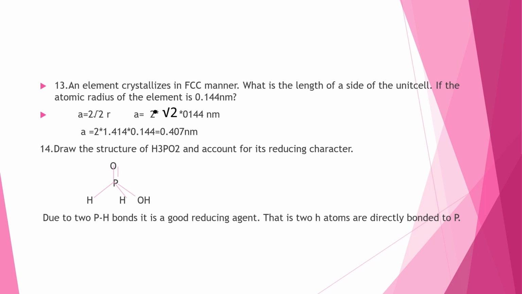Draw the structure of H3PO2 and account for its reducing behavior. In the structure of H3PO2, there are two P-H hydrogens. We know that when phosphorus is directly attached to H, that bond is easily breakable and it is not ionizable. So it will act as a good reducing agent.